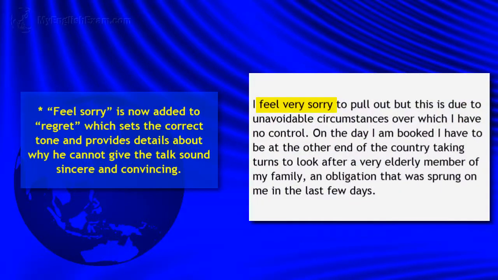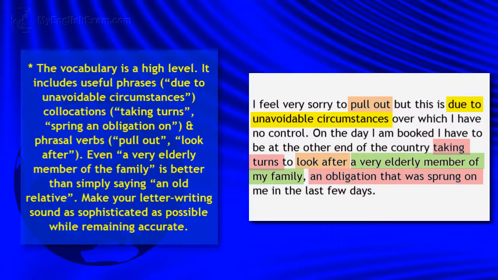Feel sorry is now added to regret, which sets the correct tone and provides details about why he cannot give the talk, sounding sincere and convincing. The vocabulary is a high level. It includes useful phrases, due to unavoidable circumstances, collocations, taking turns, spring an obligation on, and phrasal verbs, pull out, look after. Even a very elderly member of the family is better than simply saying an old relative. Make your letter writing sound as sophisticated as possible while remaining accurate.